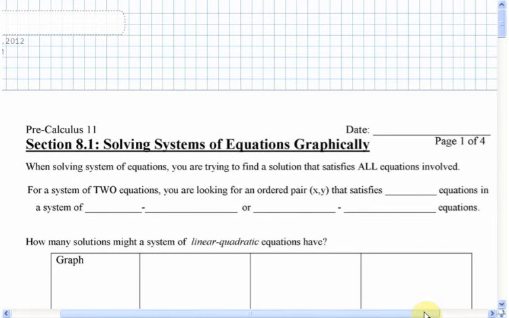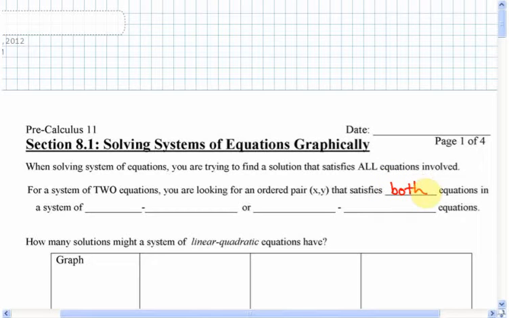Okay, so we're doing section 8.1, solving systems of equations graphically. When solving systems of equations, the idea here is you're trying to find a solution that satisfies all equations that are involved. For a system of two equations, when you're solving, you're looking for an ordered pair that satisfies both equations in a system.